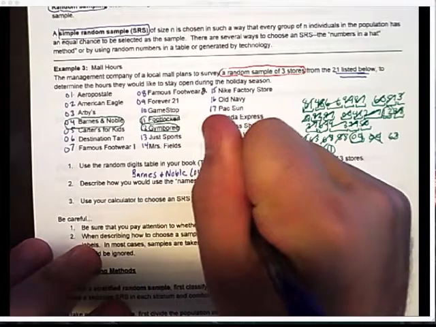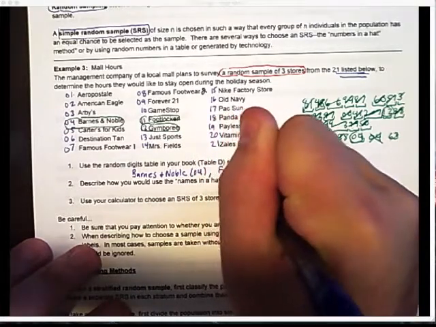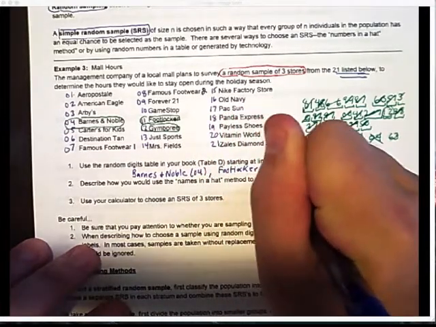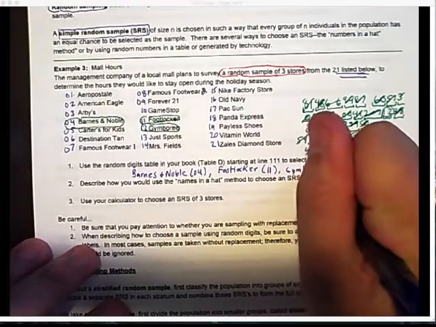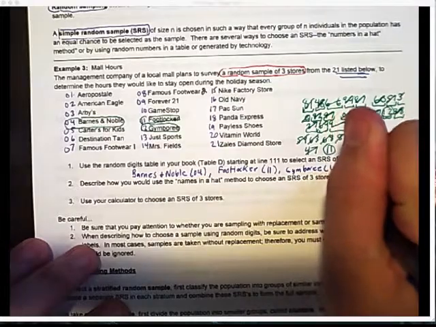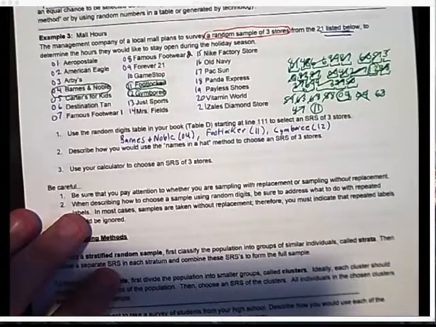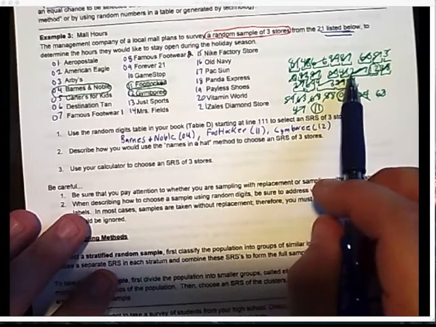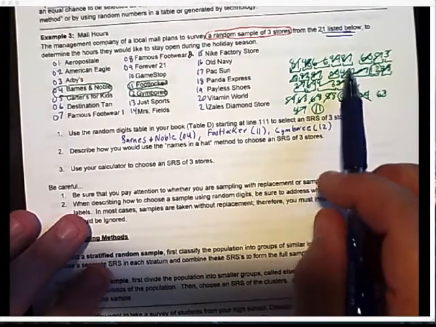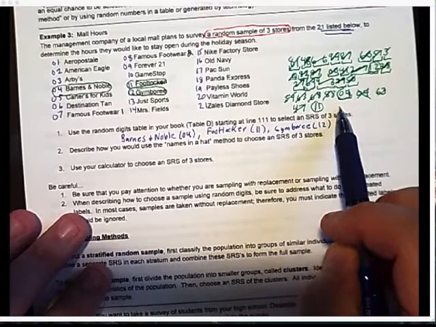I have Foot Locker, who was number 11, and Gymboree, which is 12. Now, because you have some numbers that didn't get chosen because we only had 21 stores, it can take you a while. It can take you a while here.